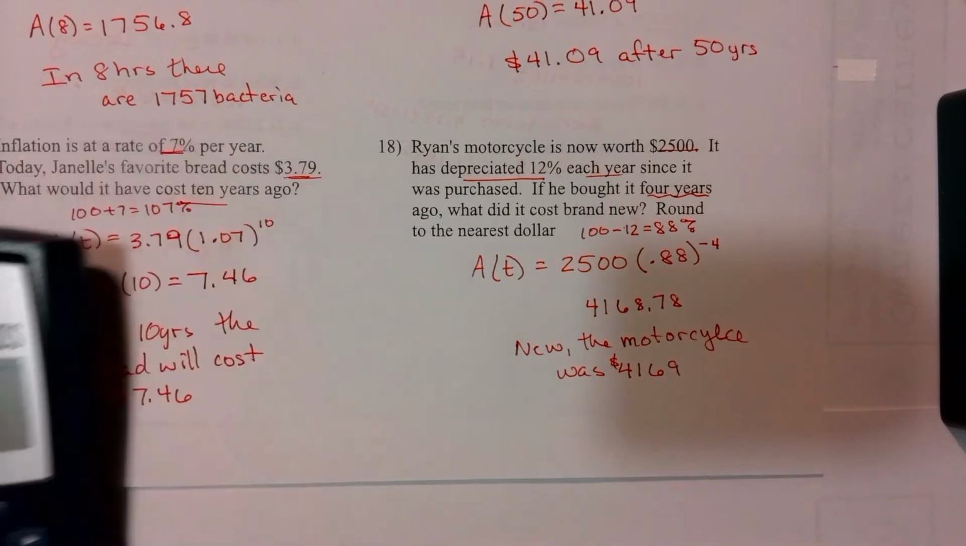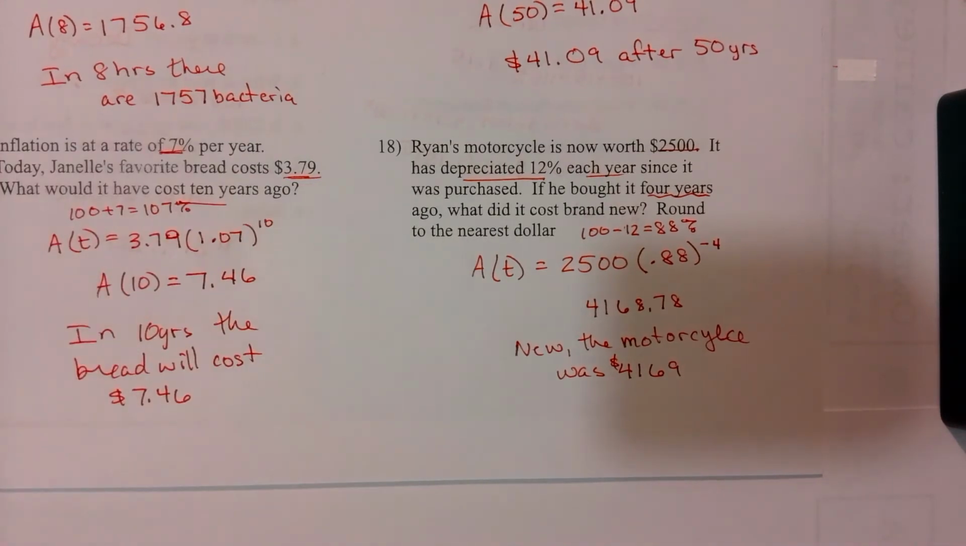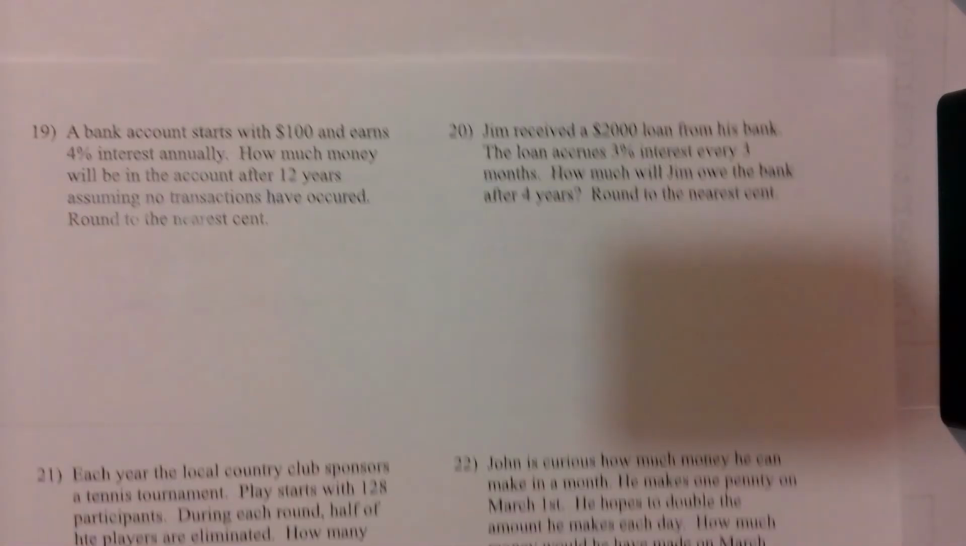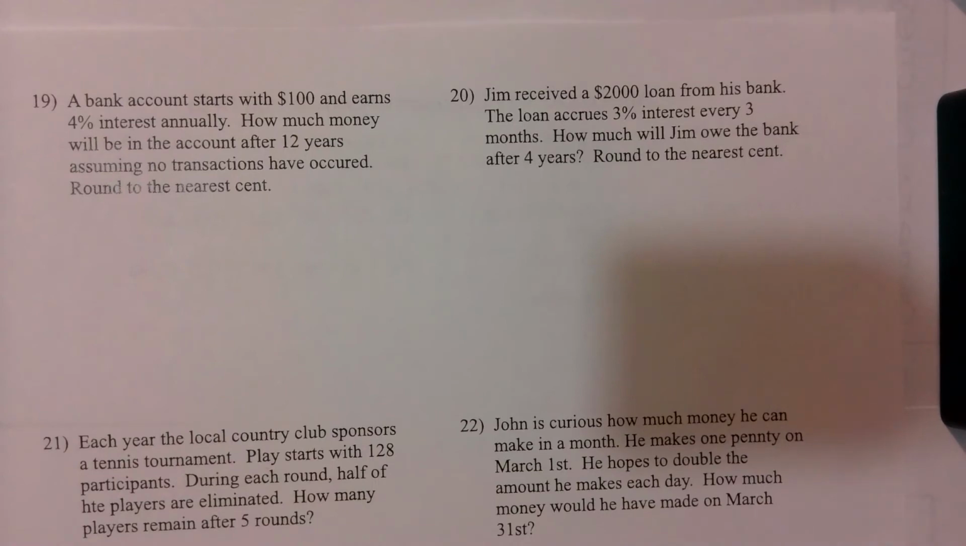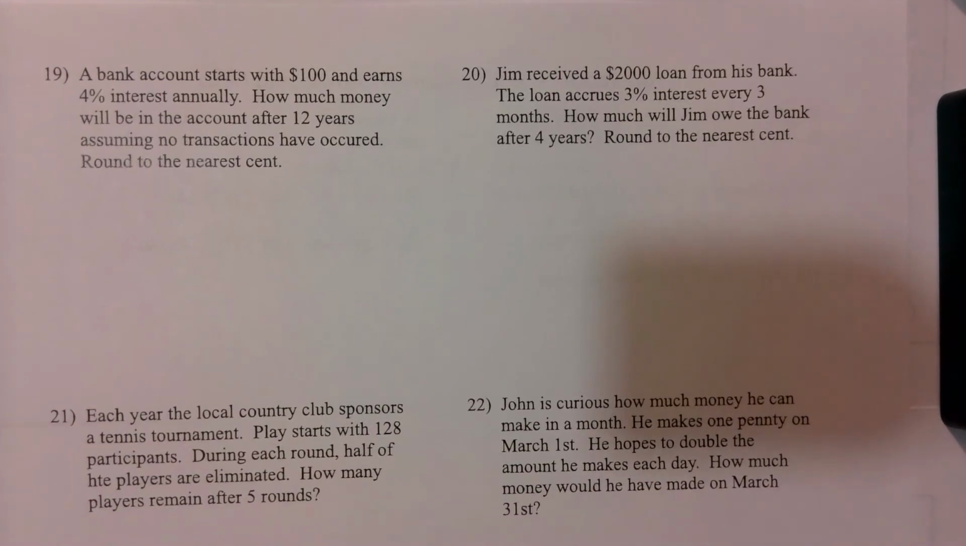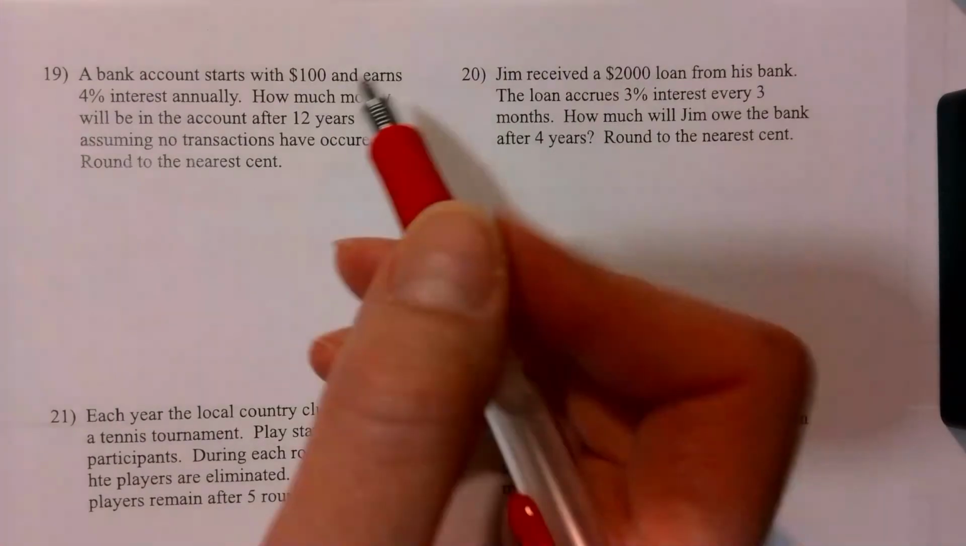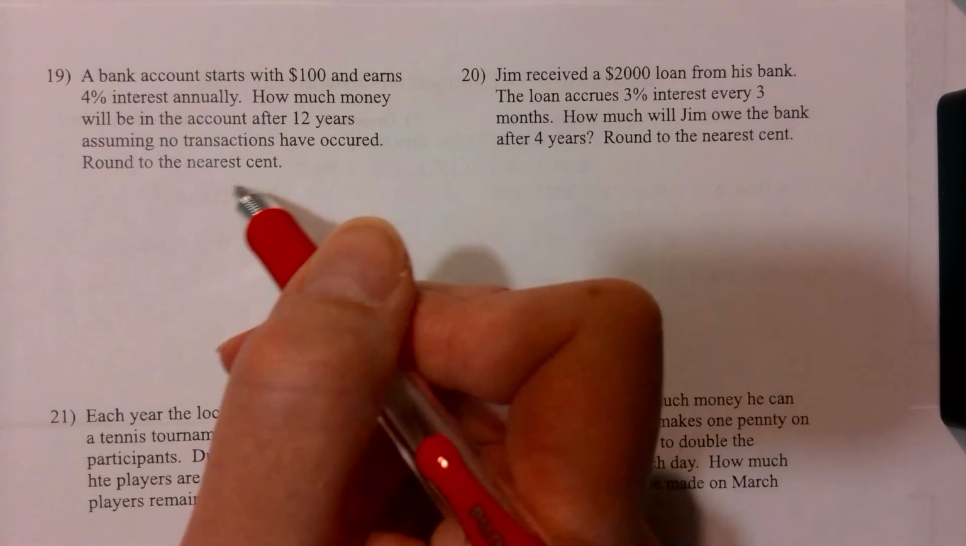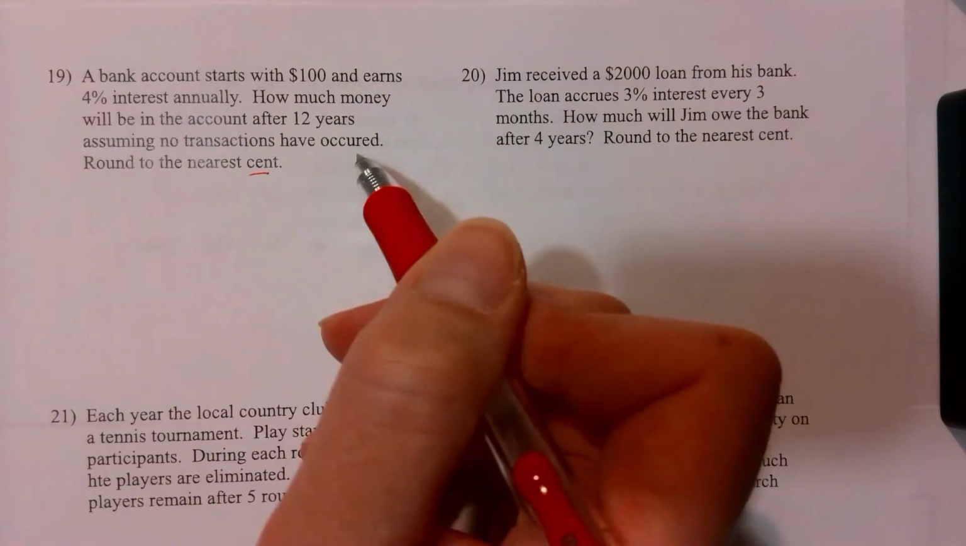Okay, so we have a couple more problems here on a new page. So let me put this up for you to see. And so it says a bank account starts with $100 and earns 4% annually. How much money will there be in the account after 12 years, assuming no transactions have occurred? Round to the nearest cent.